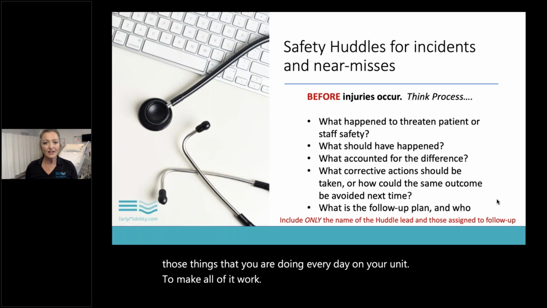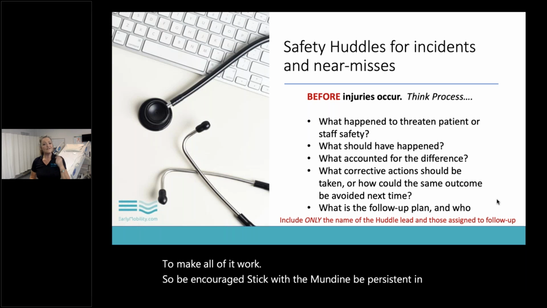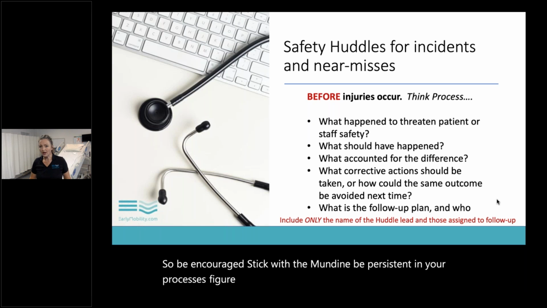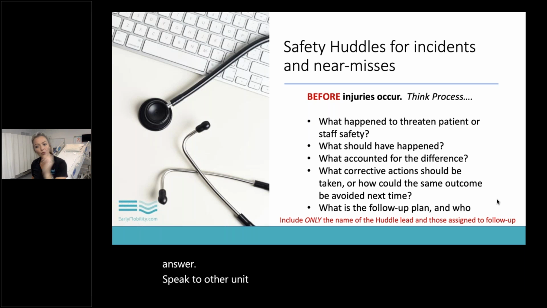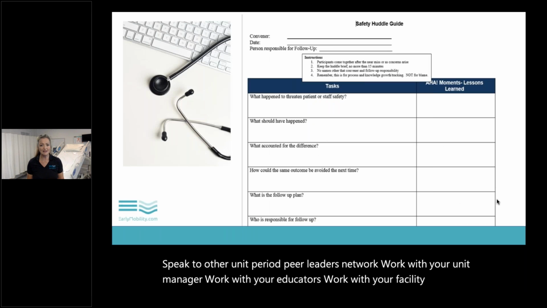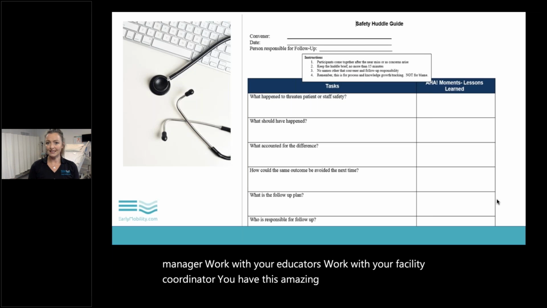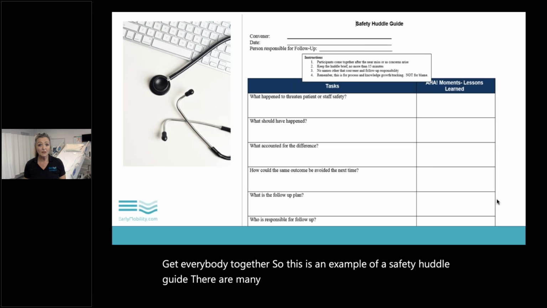So be encouraged, stick with the mundane, be persistent in your processes, figure out what's not working, and if you don't know the answer, speak to other unit peer leaders, network, work with your unit manager, work with your educators, work with your facility coordinator. You have this amazing team. Get everybody together. So this is an example of a safety huddle guide. There are many different examples, but this is just one.